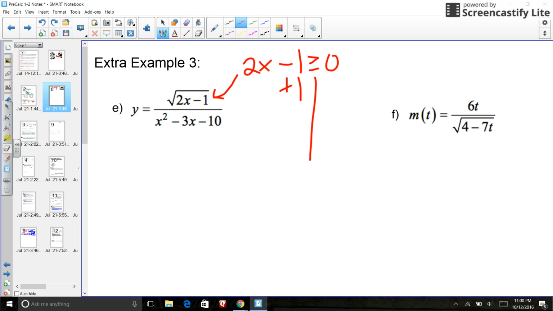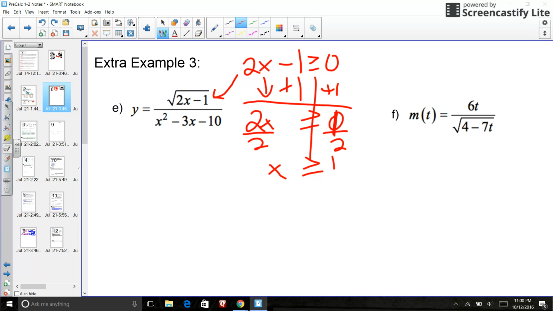Because I'm a good little work shower, I am going to add the 1 to both sides, drop down my 2x, which is greater than or equal to 1, divided by 2. So x has to be greater than or equal to 1/2, right? If I had a number line, I've got 1/2 right here, and it can include the 1/2 and then greater than, so I'm going to squiggle to the right.